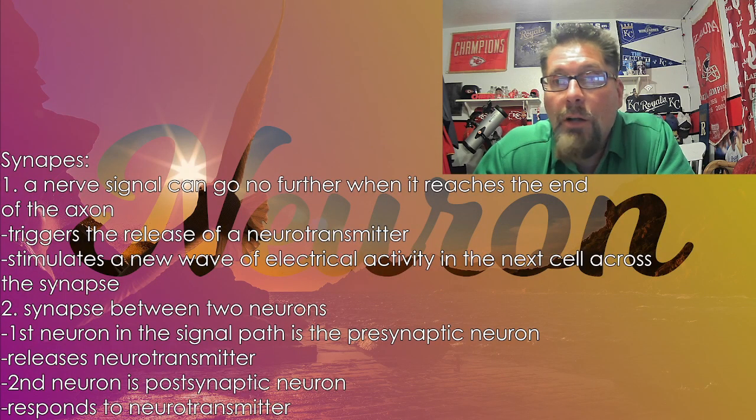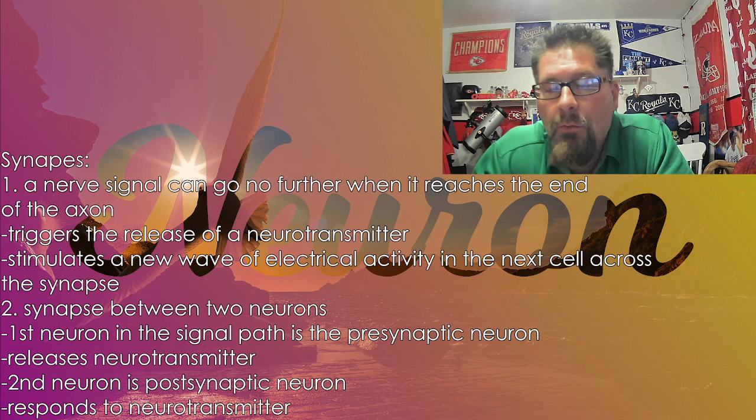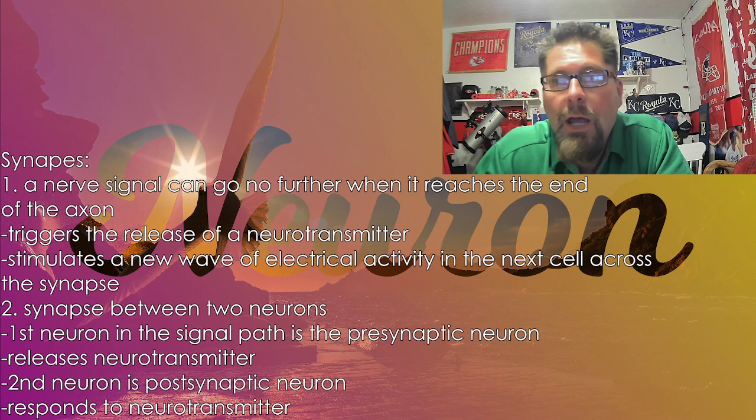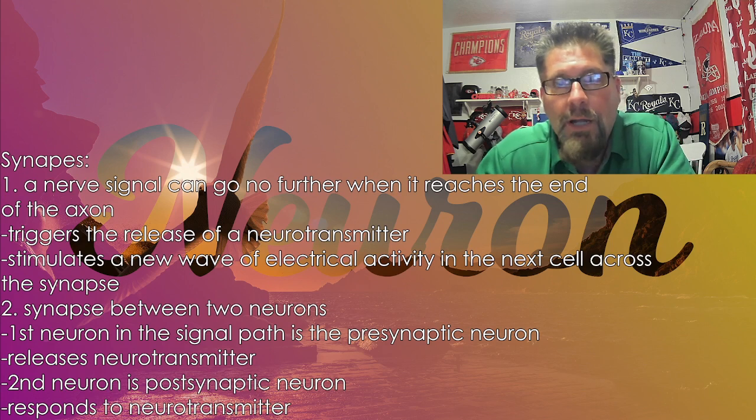Now when we're talking synapses, one of the first things we want to mention is that we are talking about the end of the road on the first neuron, the presynaptic neuron, and the dendrites of the second neuron, the postsynaptic neuron.